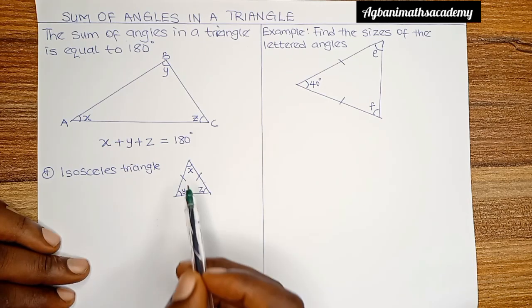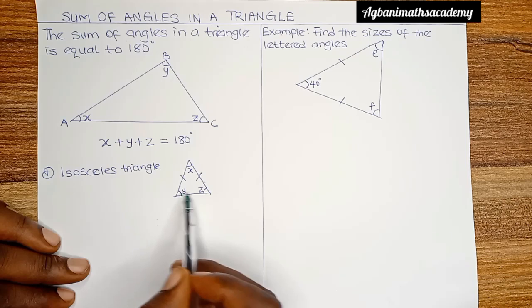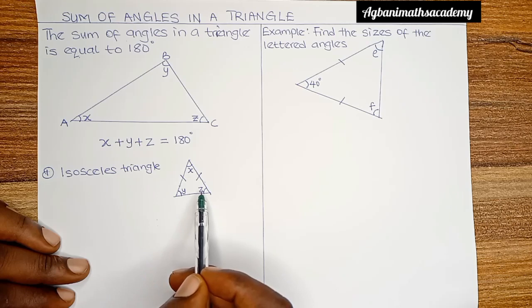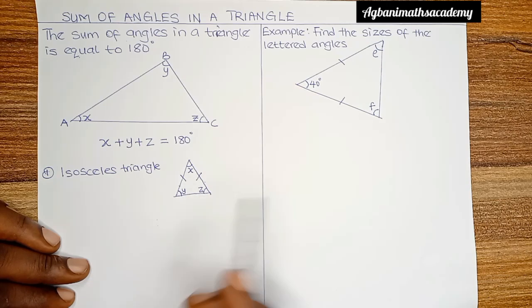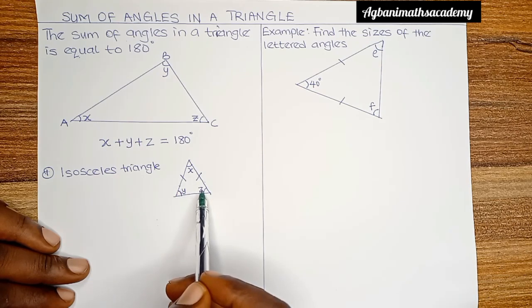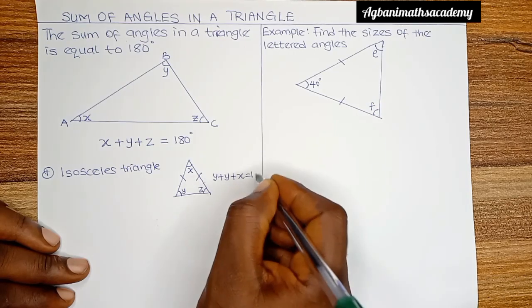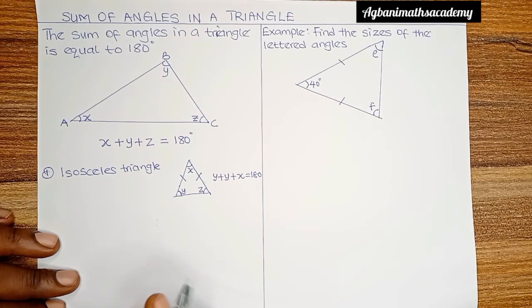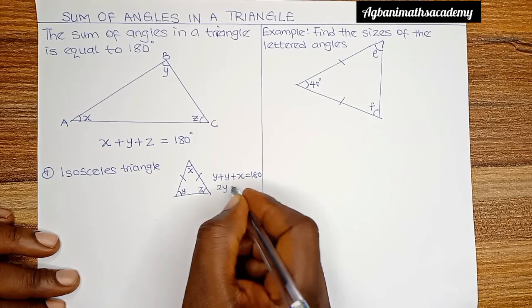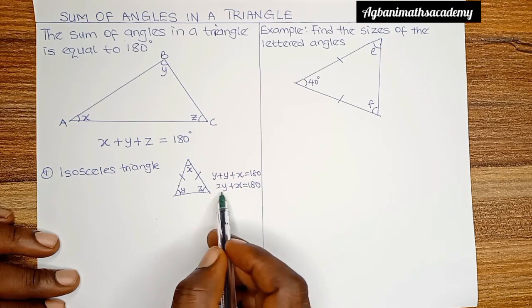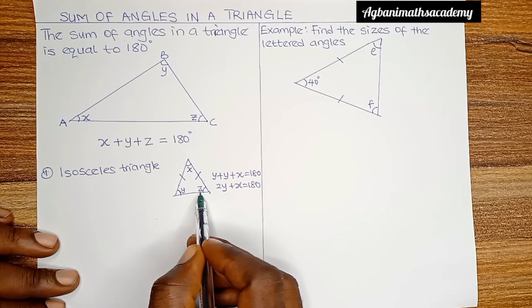So in this situation, even if you are given one angle, you can easily find these other two angles, knowing that they are equal. So you can call this y and you can call this y because they are equal. You can call this z and you can call this z. Applying the same formula, you will now have y plus y plus x is equal to 180. Hope that is clear. So with this, you can now simply say 2y plus x is equal to 180. So if you are given the value of x, you can easily find the value of y. And whatever you have as y will equal the value of z.